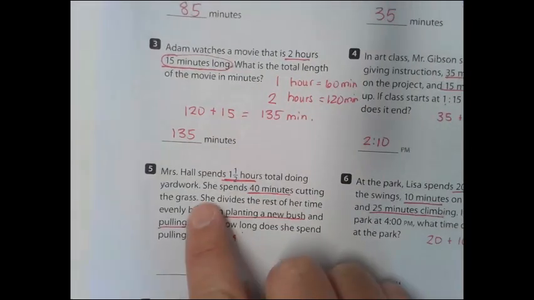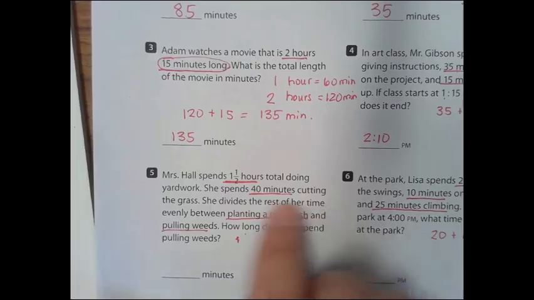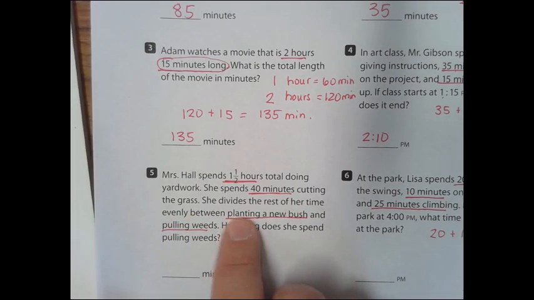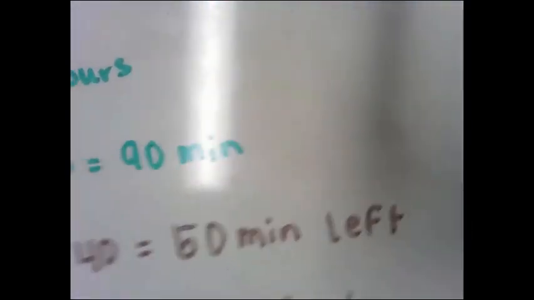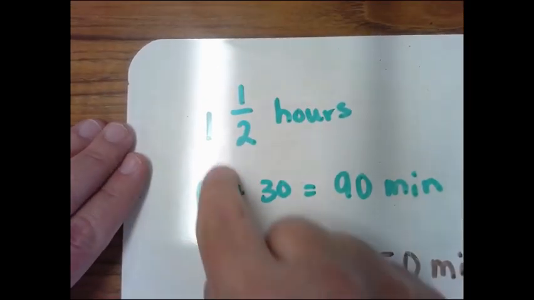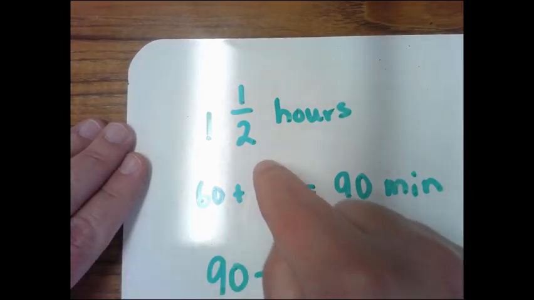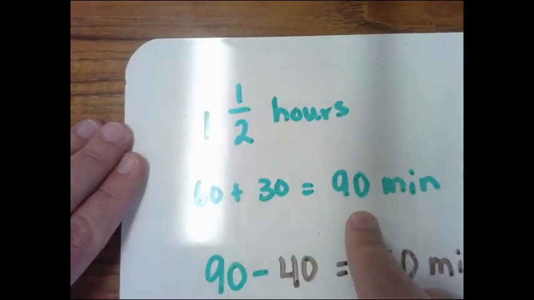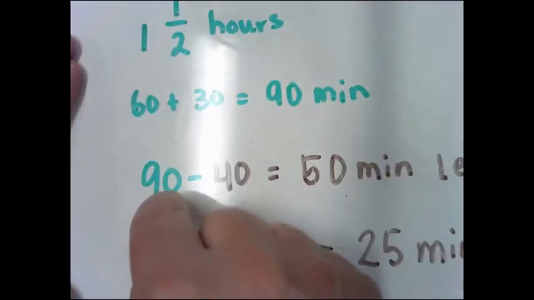All right. Okay, let's talk about Mrs. Hall. Well, she spent an hour and a half doing her yard work, 40 minutes cutting the grass, and then what she did is divided the rest of her time between planting a new bush and pulling some weeds. So, an hour and a half is 90 minutes. How did I figure that out? Well, 1 hour is 60, half an hour is 30, so altogether it is 90 minutes. So that's what it took her to do the yard work.